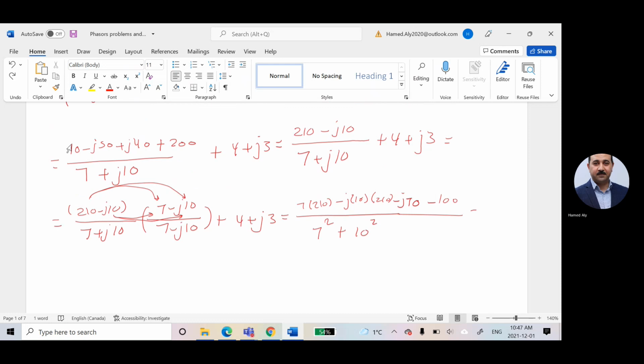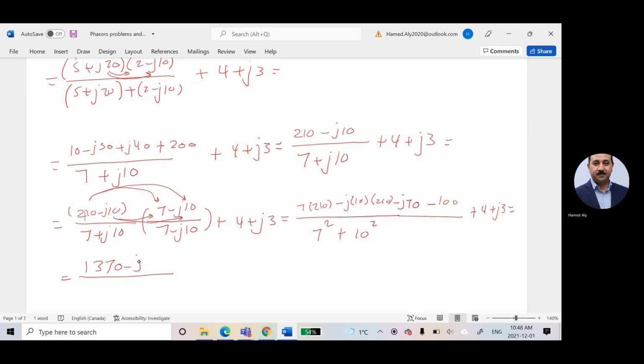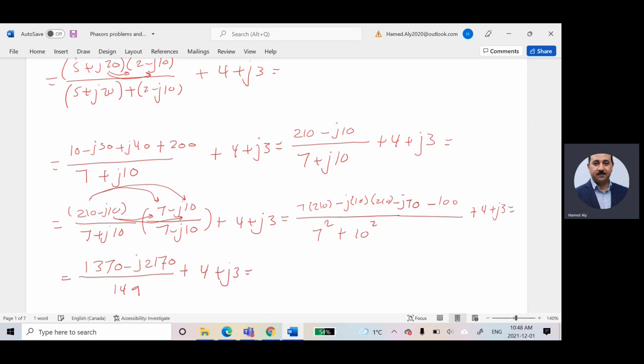plus 4 plus j3. If you try to simplify this, it will be equal to 1370 negative j170 divided by 149, plus 4 plus j3. If you divide this by this and this by this, at the end you will have 9.19 minus j14.56. Don't forget plus 4 plus j3.